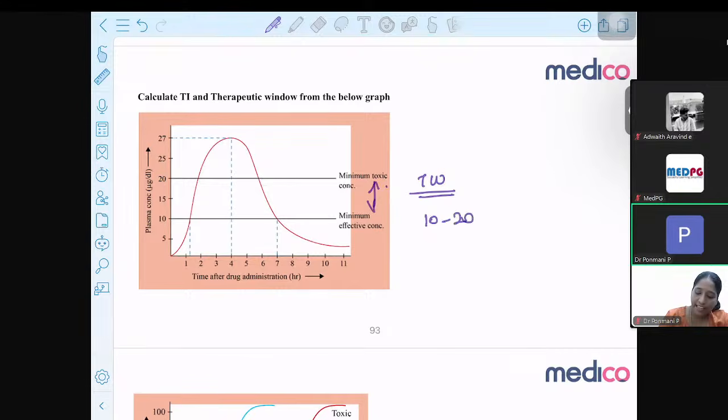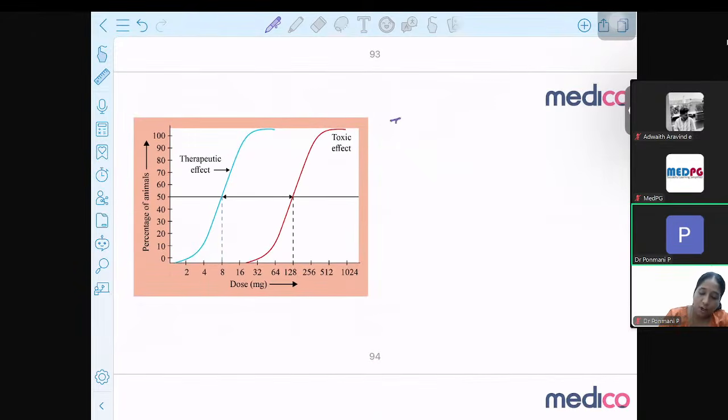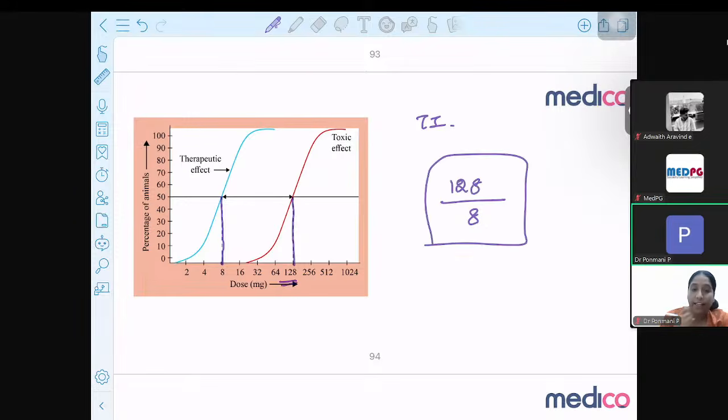So the 10 to 20 microgram per deciliter range is the therapeutic window here. And what is the therapeutic index from this graph? If you can see, this is the therapeutic effect, which is achieved at 8. And what is the toxic effect achieved in 50% of the population? It is 128. So this is how you calculate: 128 divided by 8. So this gives the therapeutic index. Hope this clears up what the therapeutic index, safety factor, and therapeutic window are.